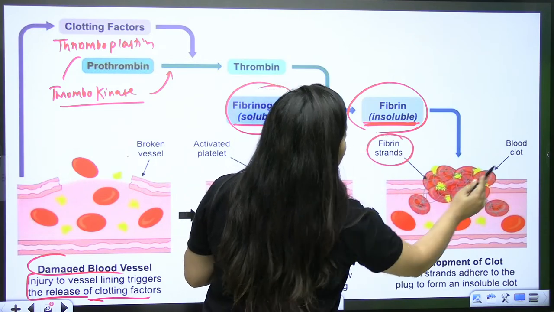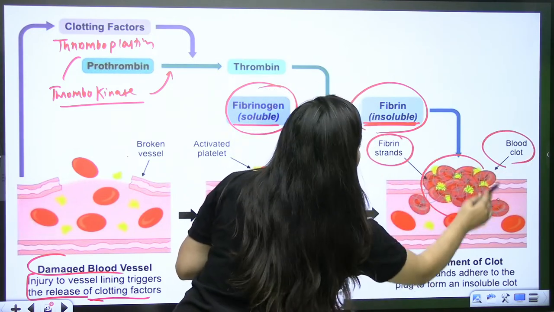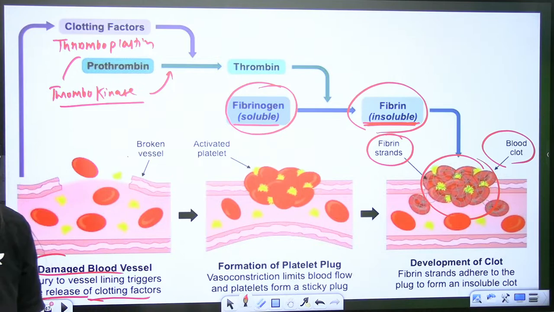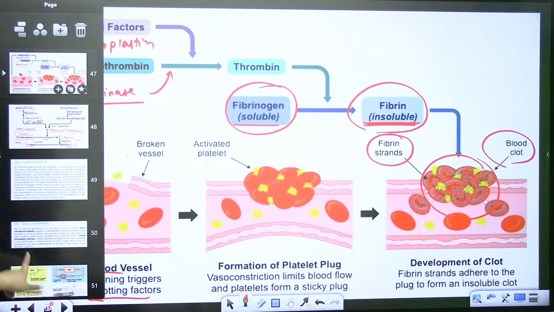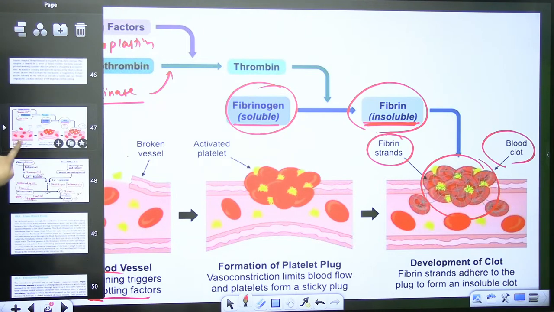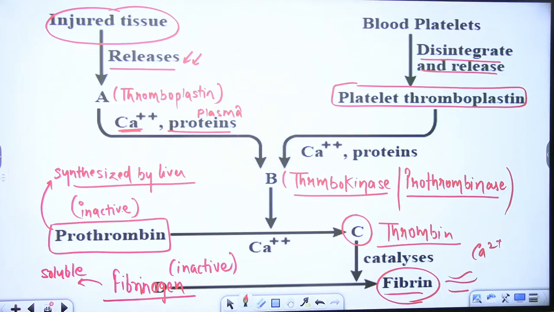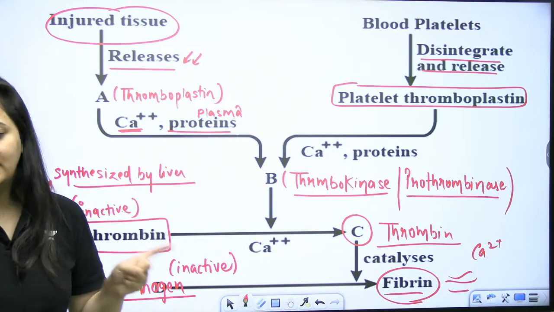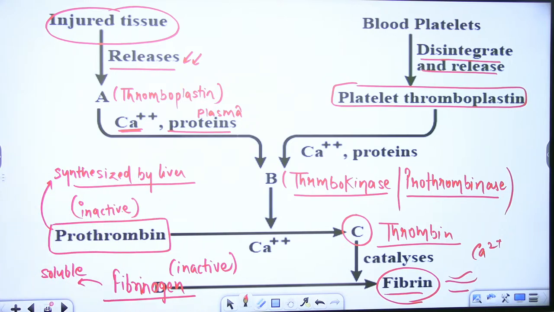So fibrin strands will trap blood cells, and they will form the clot. This is blood clotting, so you should know about these reactions. It is important. The network of fibrin plus the damaged, dead elements of blood, when they are trapped, they are forming that clot. They are forming that scar.